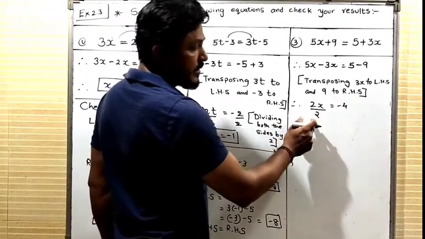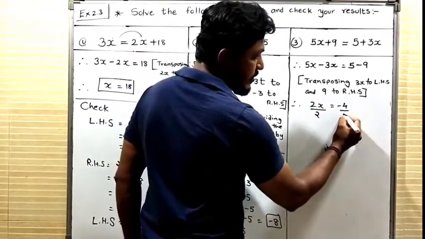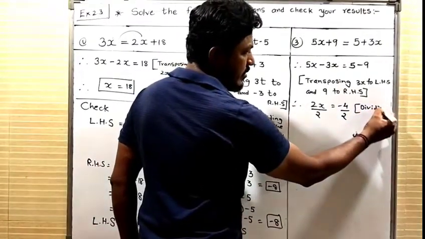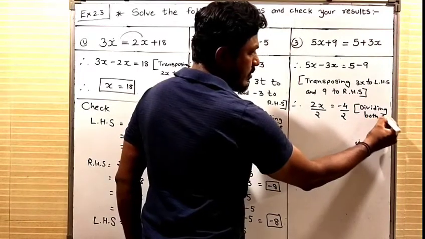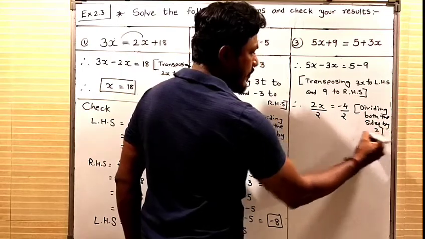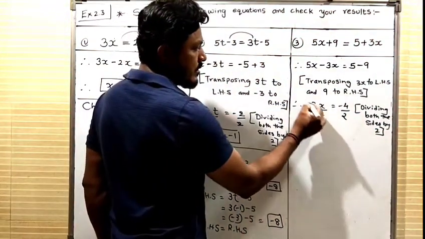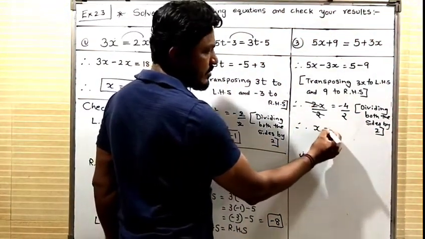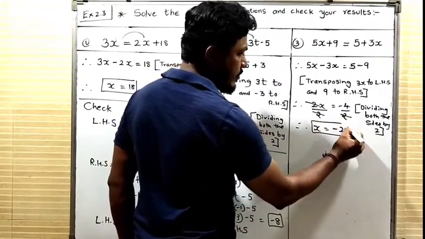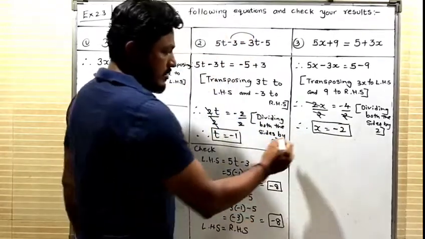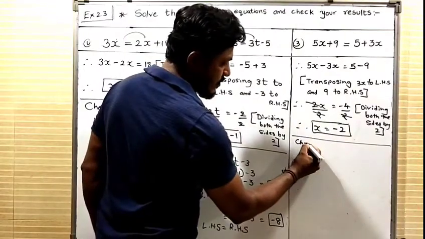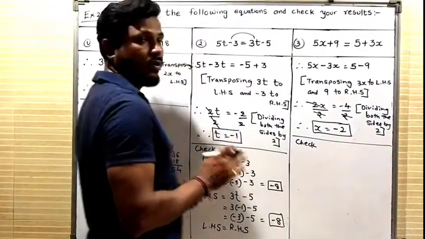Whatever value I have taken over here on LHS, the same value you have to take on your right. And what to write? Dividing both the sides by 2. By doing such, 2 and 2 will get cancelled. The value of x I got: 2 2s are 4, that is -2 I am getting over here. Now our next step, to check the value, to check whether they are equal or not.